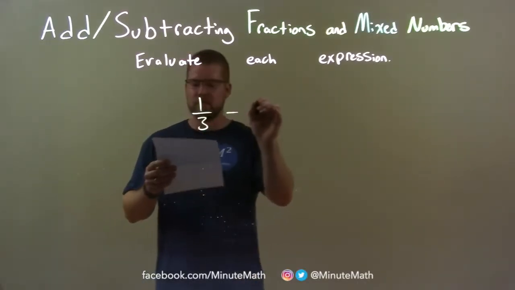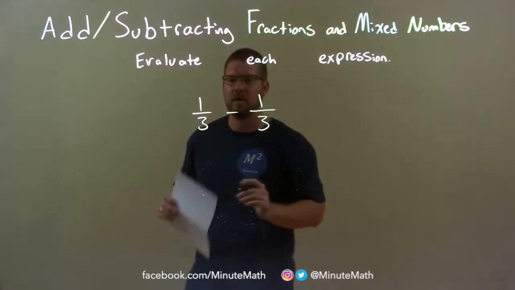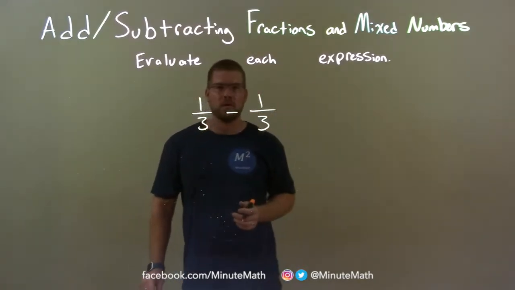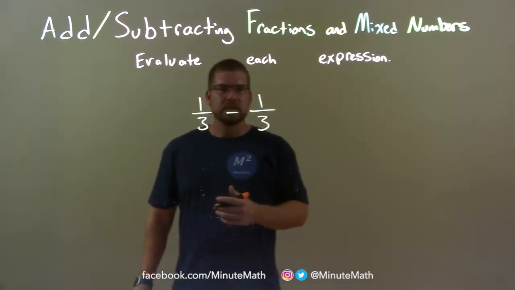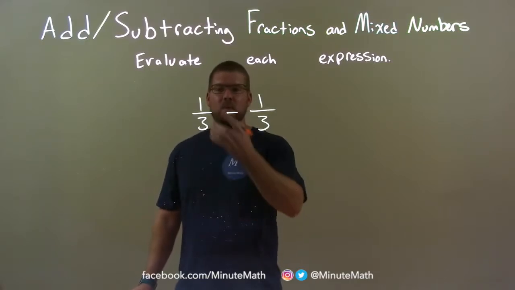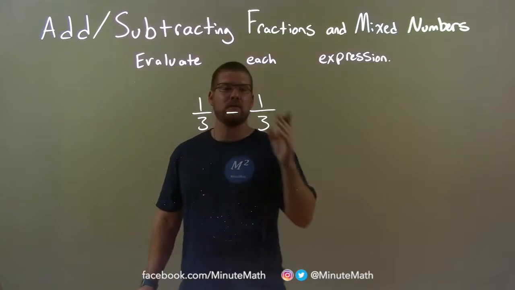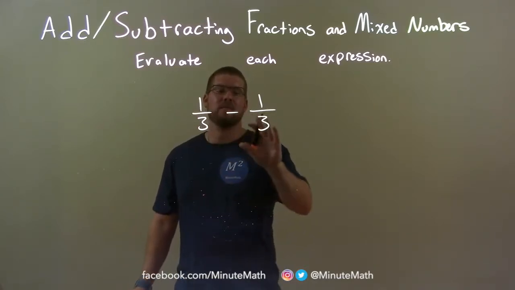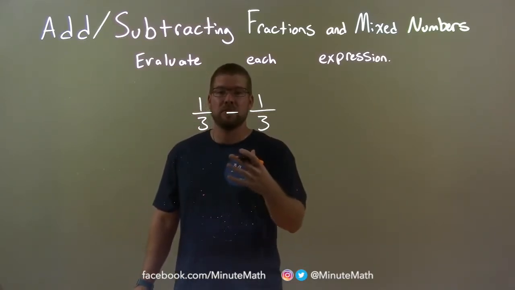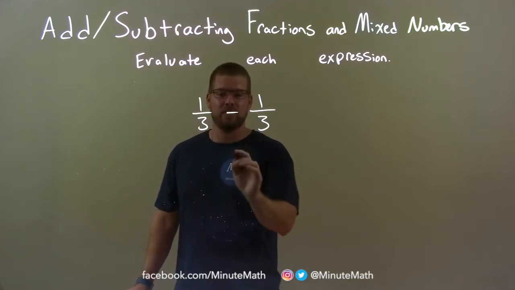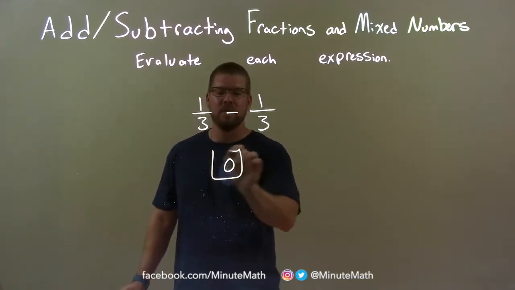1/3 minus 1/3. So I have 1/3 minus 1/3. Well, this one's fairly simple, right? 1/3 and 1/3, they're both the same value, right? 1/3 minus 1/3. So anything subtracted by itself is just 0, right? They cancel each other out. So our final answer here is just 0.